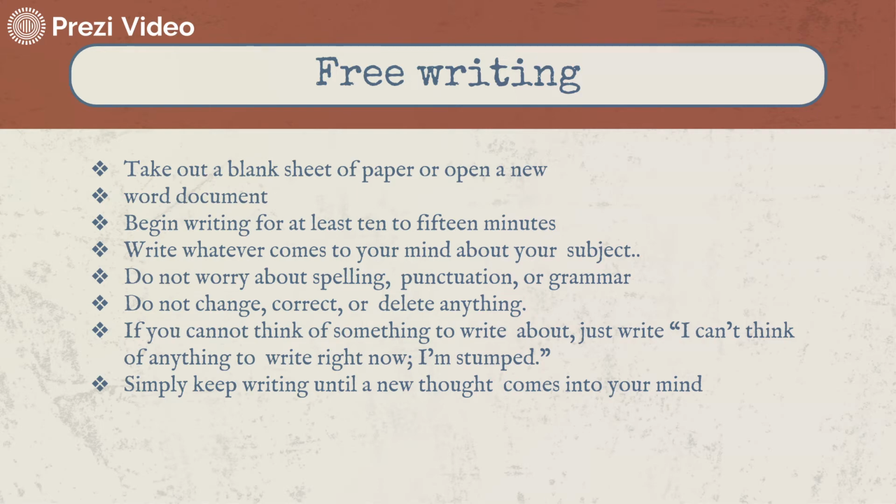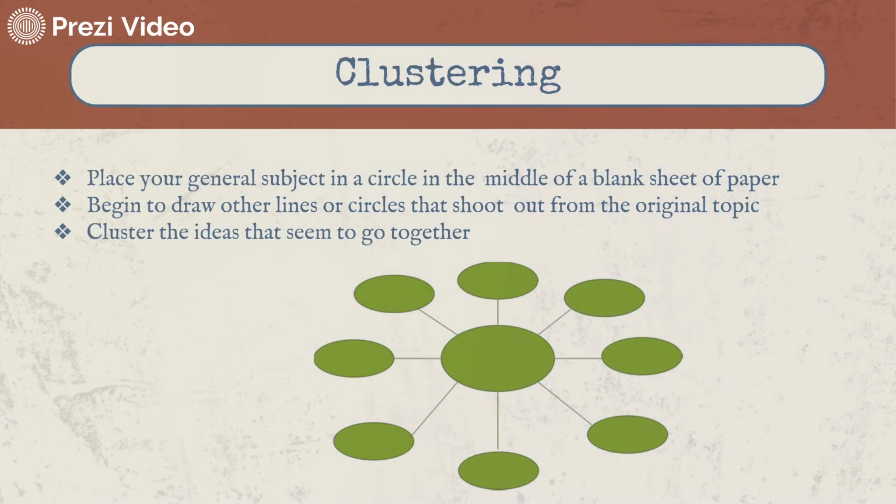Okay, the next one is clustering. I believe that this technique is the most popular among students. I love to use this clustering technique as well. It is the same as mind mapping. So place your general subject in a circle in the middle of a blank sheet of paper. We're going to use the same example, bully. So you're going to put bully in the middle, and then you're going to begin to draw other lines or circles that shoot up from the original topic.